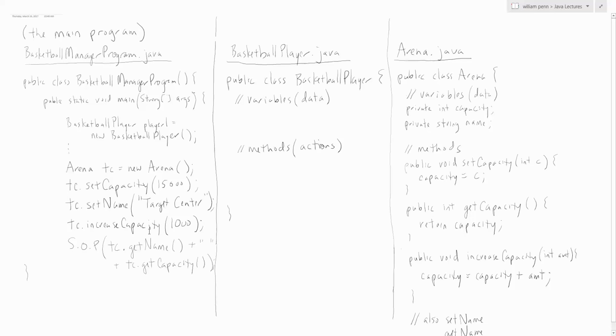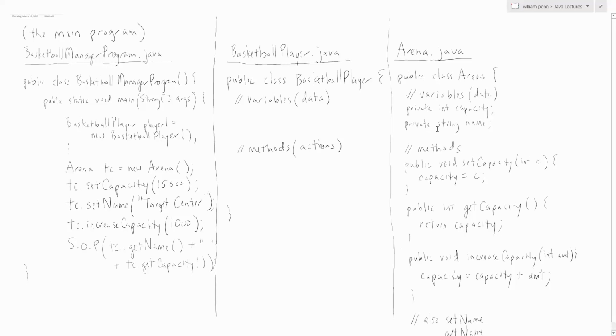Now you can see I've got some code for creating an arena. Arena tc = new Arena, and I'm setting some things like the capacity of the arena, which is the seating capacity, and the name of the arena, and I'm increasing capacity. So I've created an arena object and I'm calling methods on it. In this program, I could create lots of basketball player objects and lots of arena objects to store all of the data for all the players and arenas I'm managing in my league. The whole point is that this is the program we actually want to do something, and this program uses objects of these other class types over here.